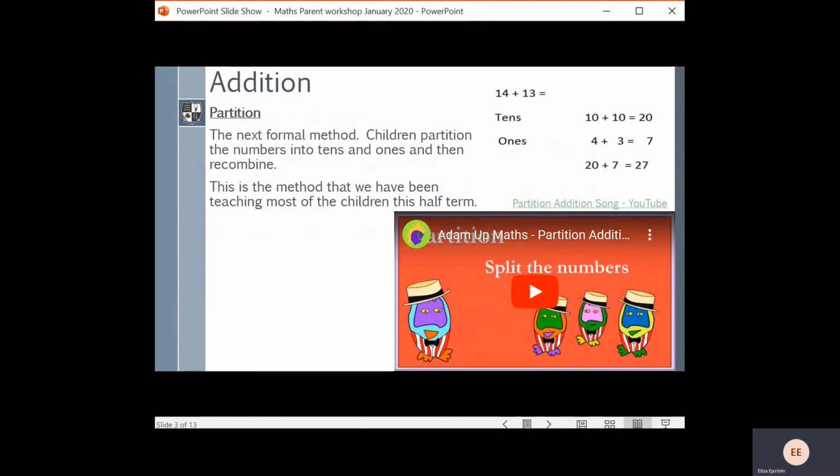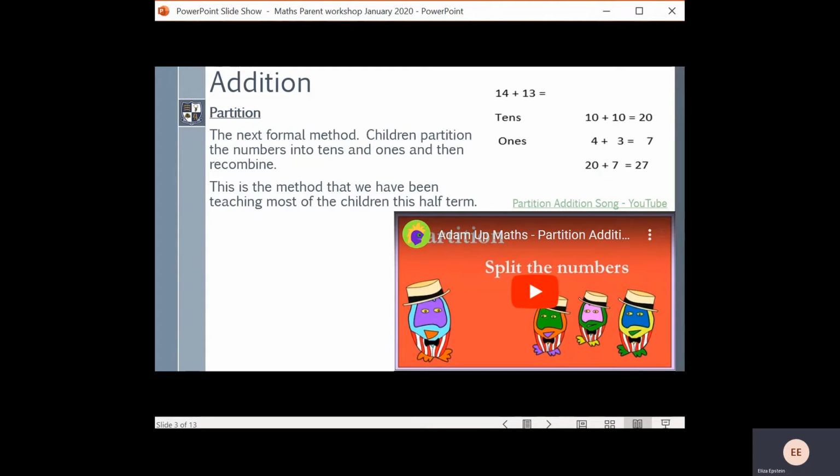So if we start with addition, for addition we partition. We use a method that prepares the children for the next step, which would be column method, whereby we split the numbers into tens and ones, add the tens, add the ones and put them back together. There's a fantastic song that you're going to really love that I have attached here to the PowerPoint, but you can find it just by going on to YouTube and typing in partition addition song.